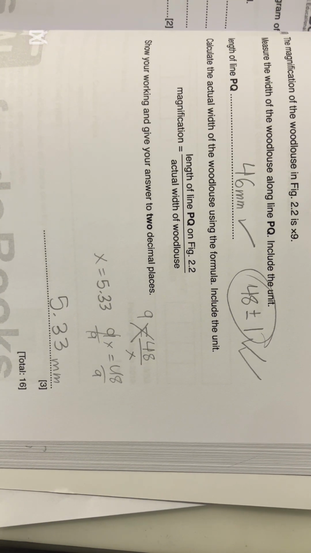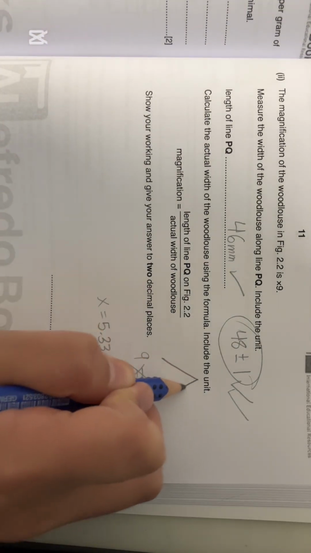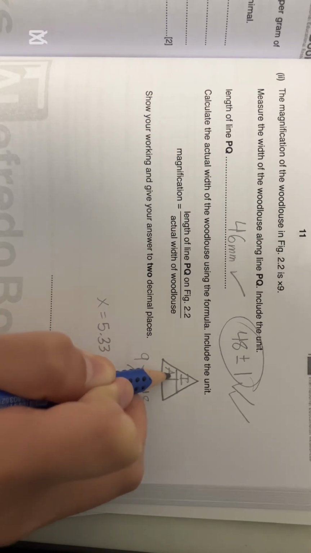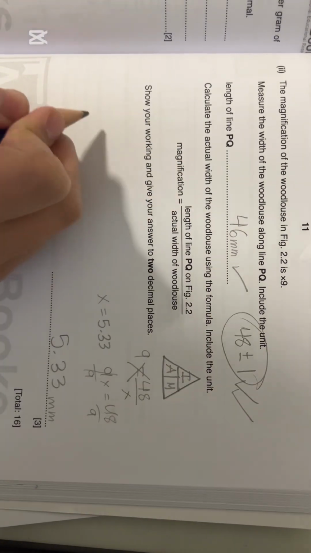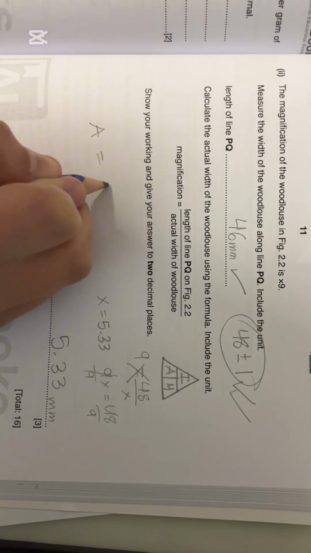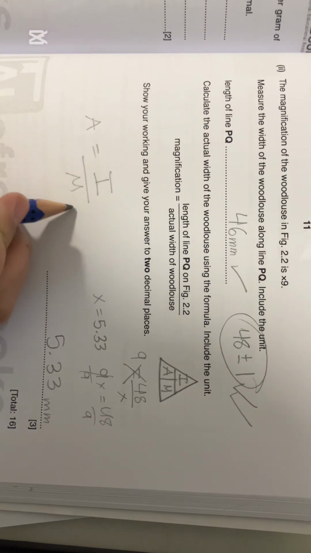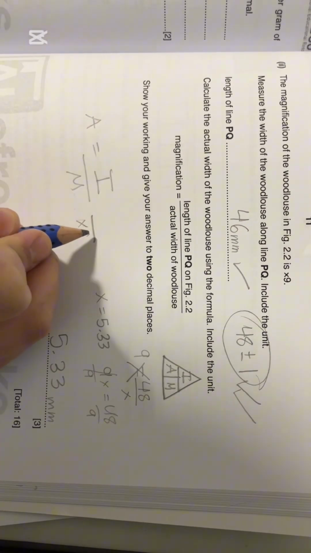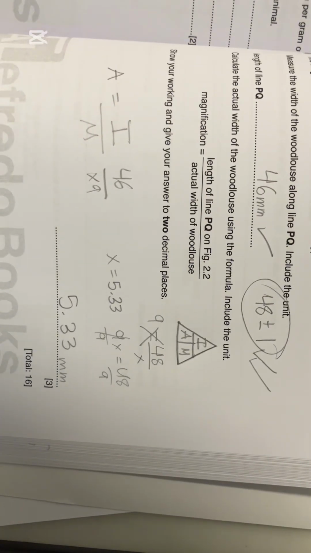Now it's asking for the width. So now we have a formula, which is I A M. It wants the actual width. So it's actual equals image divided by magnification. Now the magnification, it's times 9. And the image, it's 46 millimeters, as I said earlier.